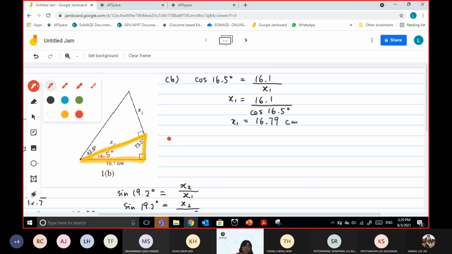Okay, so I take 180 degrees minus 90 and minus 73.5. So I minus this angle and this angle, so the rest will be this angle. So I get 16.5. Is that clear? Just now, who is asking?